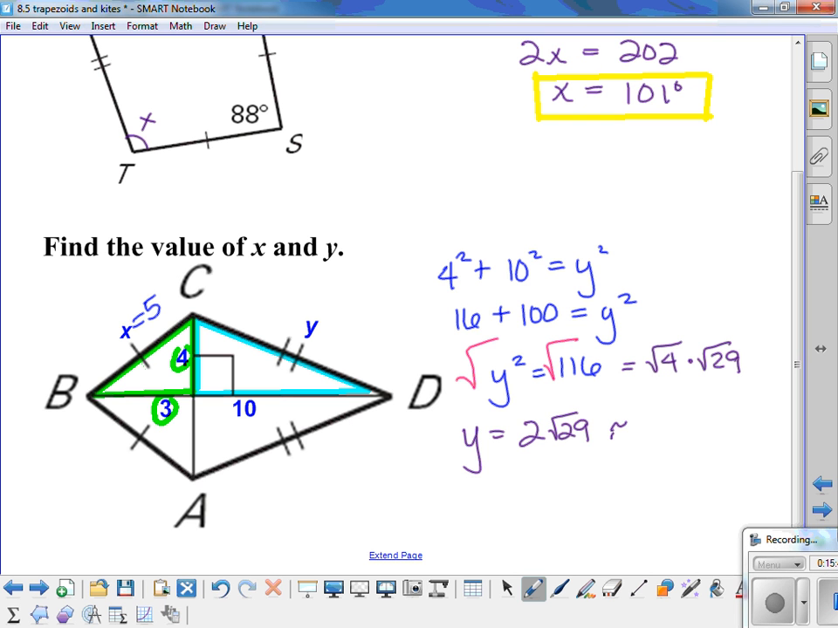And if you put that in your calculator, it would be approximately 10.8. So just depending on what the problem asks for, if they want you to give it in simplest radical form or as a decimal, you can answer it whichever way it says. So x would be 5 and y would be 2 root 29 or 10.8.